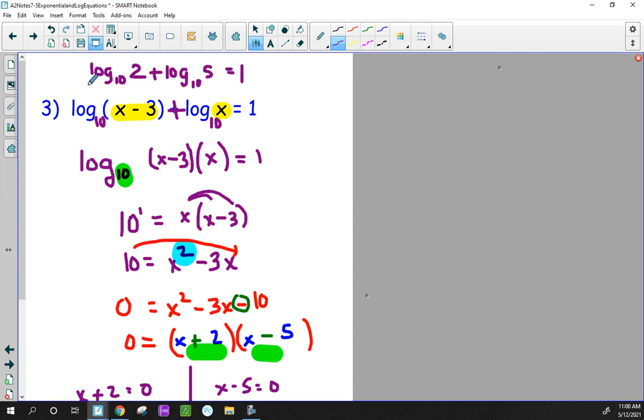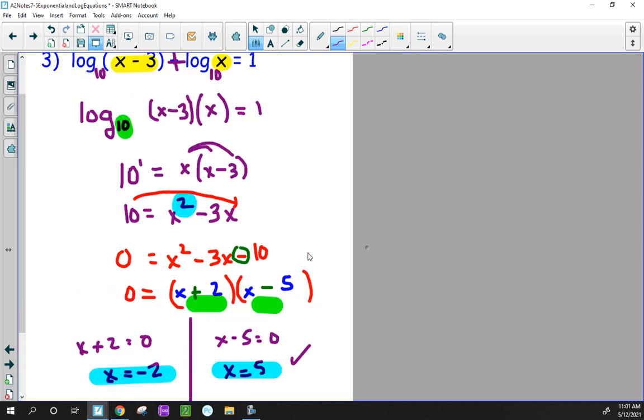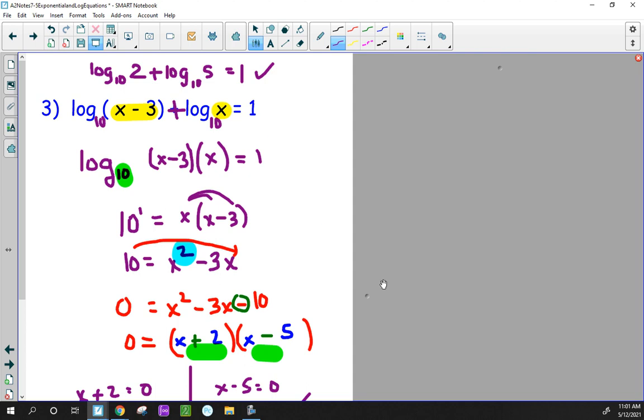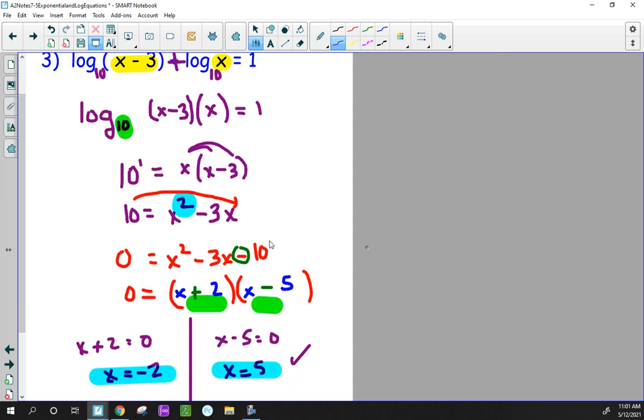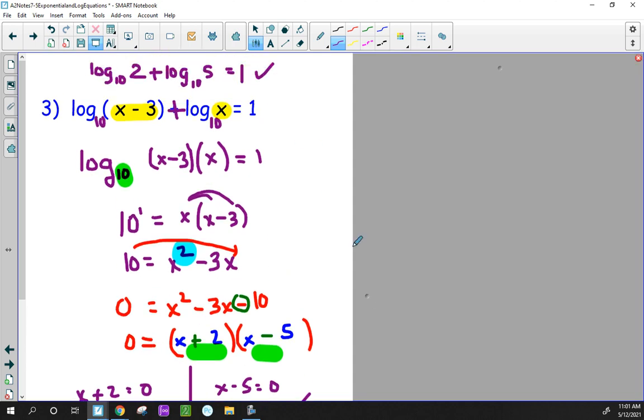I can, like I said, use a calculator here and a calculator here and add the two together, make sure it's equal to 1. You can even use a property if you want and say log base 10 of 2 times 5, which is log base 10 of 10 equals 1. And since 10 to the first is 10, I know that's going to work. So I said that quickly, but you really can check it on your calculator as well. And then you would check to see if negative 2 worked also.